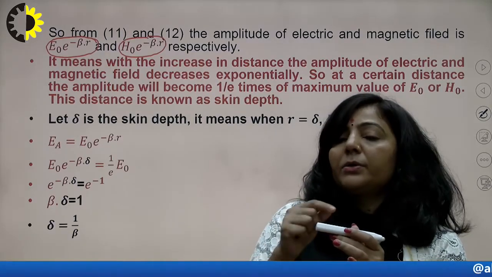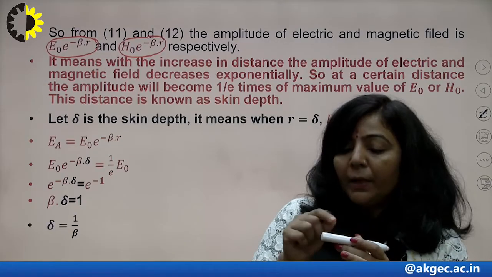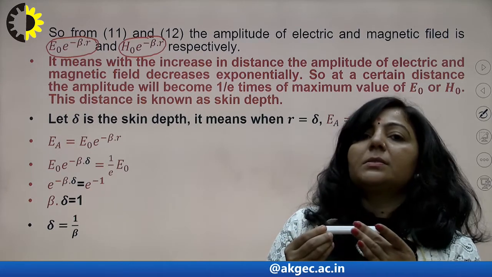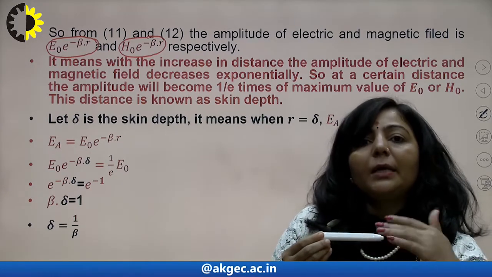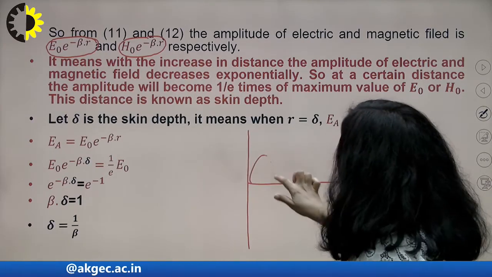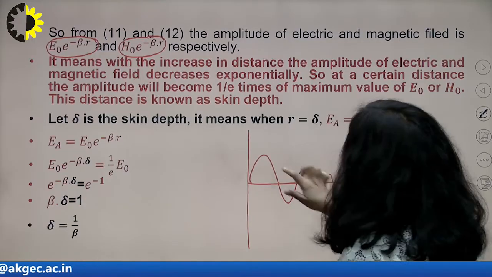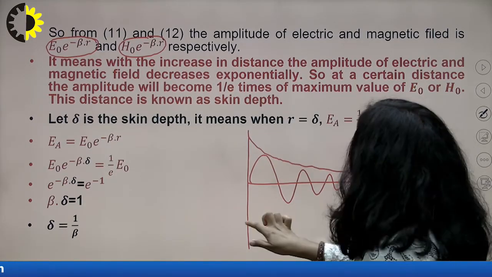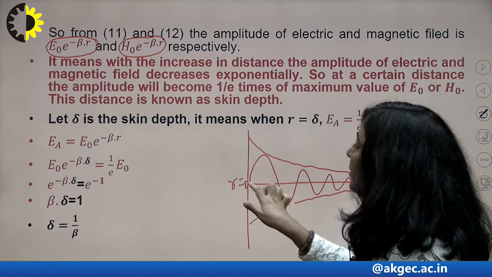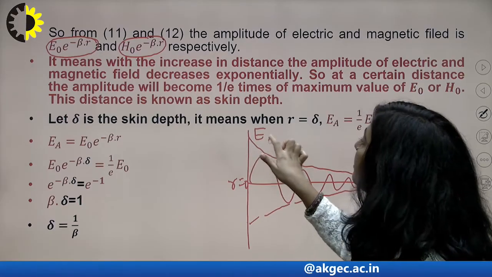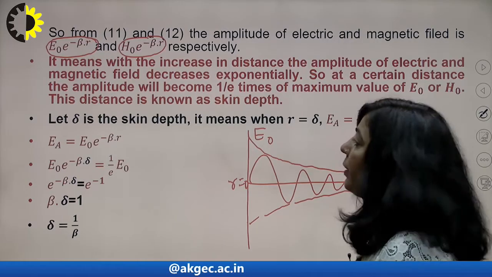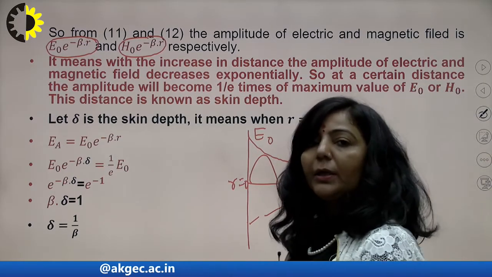And when the pulse is propagating deep into this conducting medium, with the increase in distance while it is moving within that medium, there will be exponential decay in the amplitude of electric field or magnetic field. There will be this type of exponential decay in the amplitude. This is clear? So when r is equal to 0, at this point the amplitude is maximum: for electric field it will be E naught, or for magnetic field it will be H naught, right? It means there is an exponential decay in the amplitude.